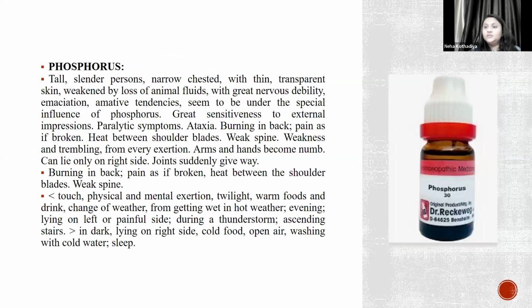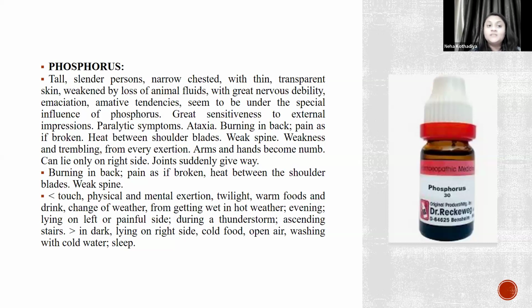Phosphorus. As we all know, the phosphorus personality or constitution is tall, slender, narrow-chested, with thin, transparent skin, weakened by the loss of animal fluids, with great nervous instability. Emaciation is there, and great sensitivity to external impressions. Paralytic symptoms are present, weakness of the spine, burning in the back. As we all know, phosphorus, sulfur, and arsenic are the trio for burning. Pain is of a broken type between the shoulder blades, with a weak spine, generally aggravated by touch, physical and mental exertion, and from the twilight.